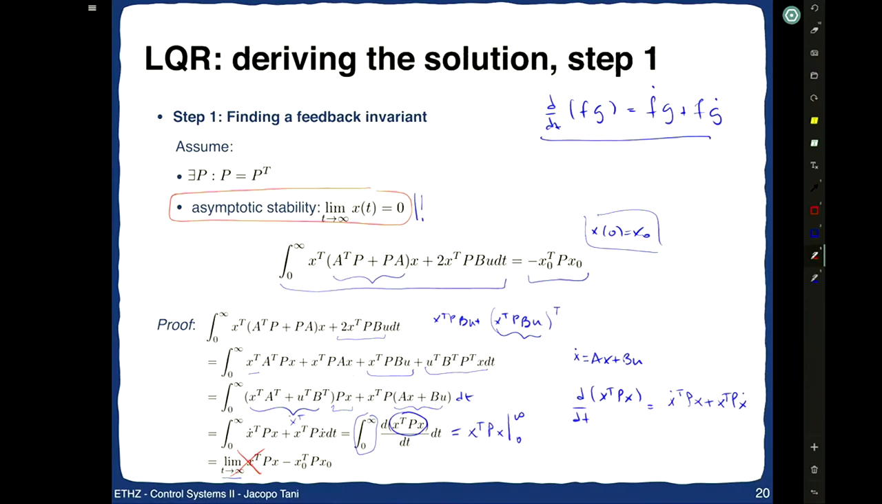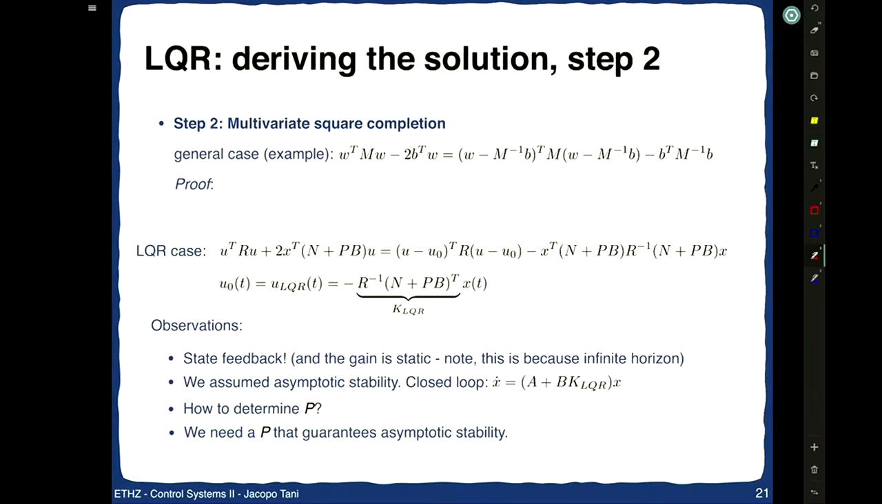Okay, let's take this as it is for now. Then, let's push one step forward. It's just ugly math, but then everything will come together at the end. So, let's say that we have a general expression of some random vector W multiplied by a matrix M, minus 2 B transpose W, where B is another random vector. We will show that this equation holds. This equation is called square completion, and it's just the matrix generalization of the same thing that applies to simple algebraic second order equations.